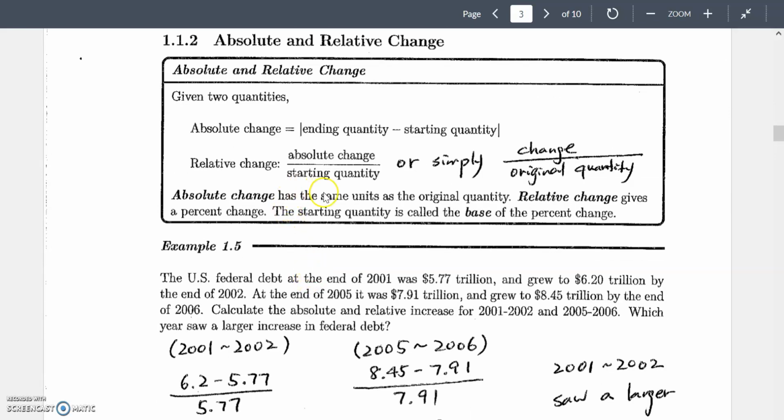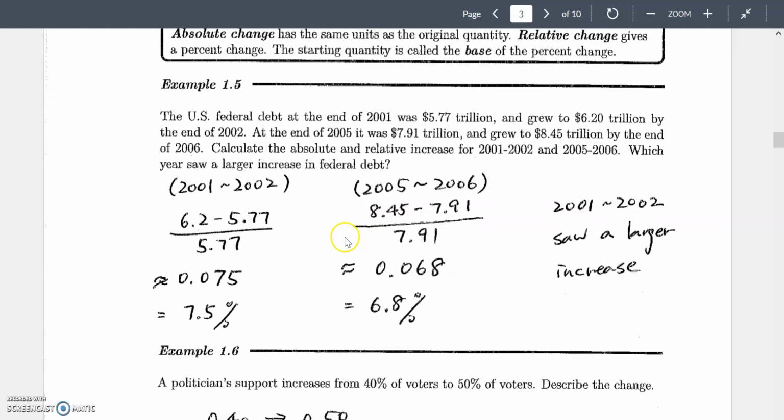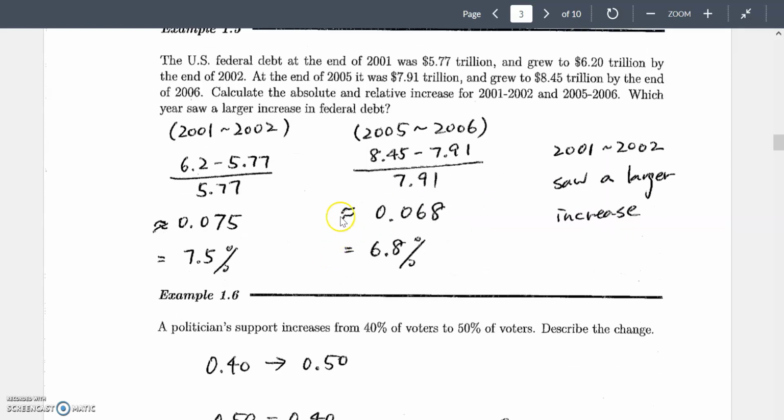Okay, so absolute and relative change, right? That's what we just talked about. If you look at a relative change, the formula in the box says it's the absolute change, how much you changed, divided by the starting quantity. Same thing here, this is another similar example.